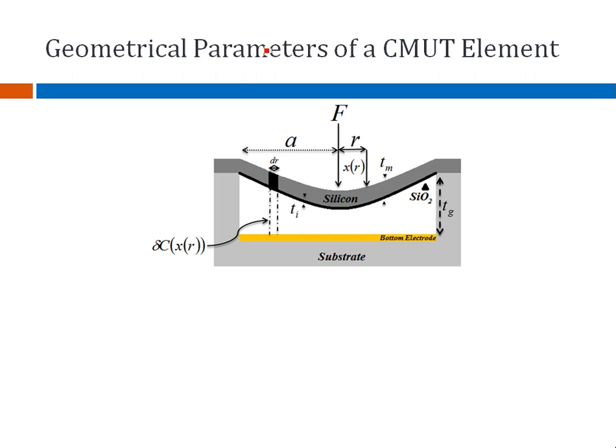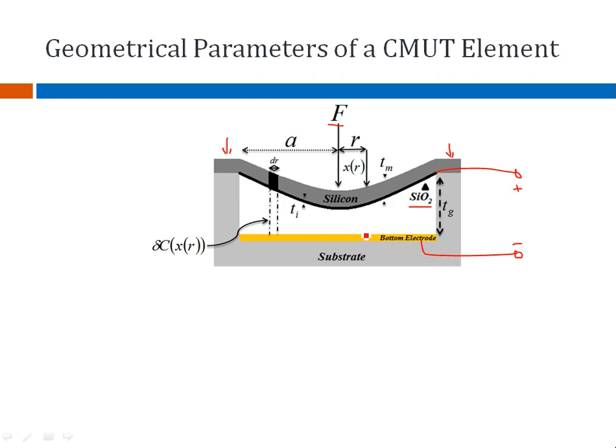This diagram shows the important geometrical parameters of a CMUT element. What you have here is a silicon membrane, which is clamped rigidly at both sides, not allowed to move at the posts over here. However, it is allowed to move under the influence of the ambient force and the applied electric field, which is applied between the bottom electrode and the silicon membrane. This dark layer is silicon oxide, which acts as an insulator. So in case the membrane collapses against the bottom electrode, it prevents short circuiting.